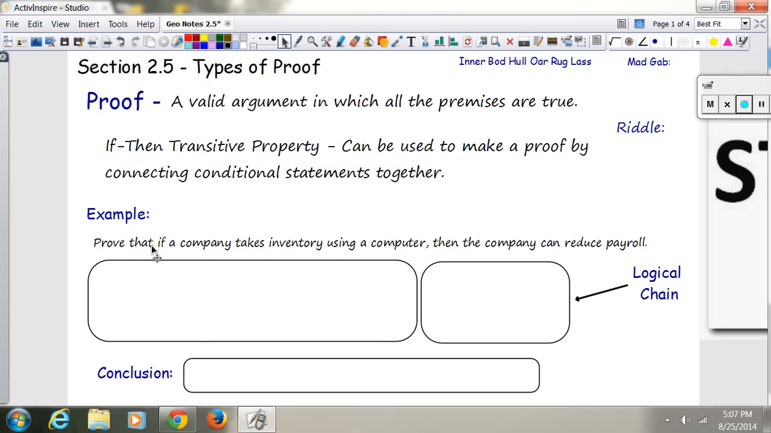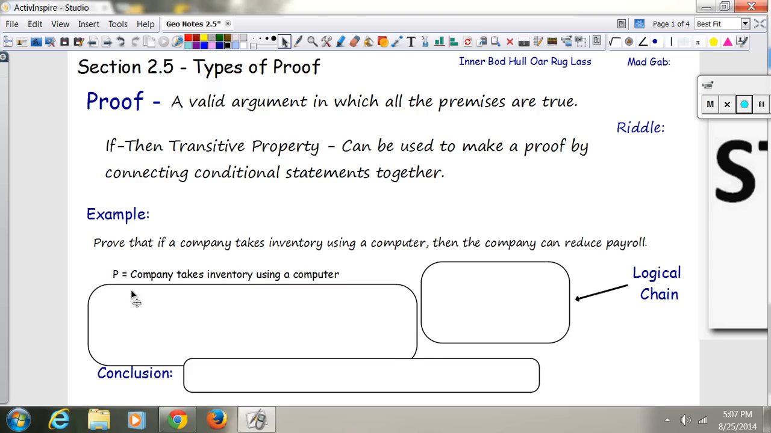Here's an example. Prove that if a company takes inventory using a computer, then the company can reduce payroll. So we need a logical chain of events. So our P statement is basically if the company takes inventory using a computer. That's the first part. That's the beginning. Prove that if a company takes inventory using a computer, then they can reduce payroll. Well, we can't go straight from them using a computer to reducing payroll. We got to say why it would reduce the payroll.